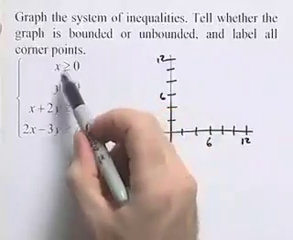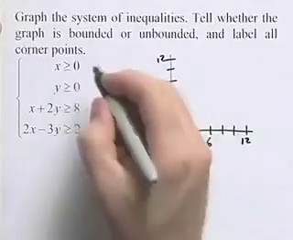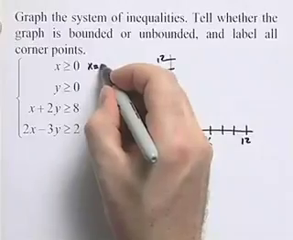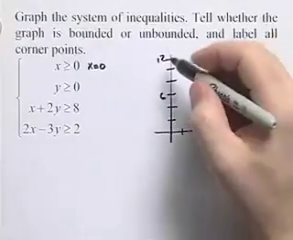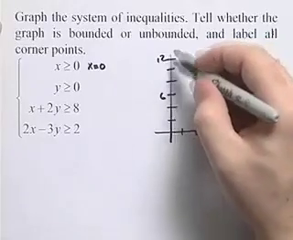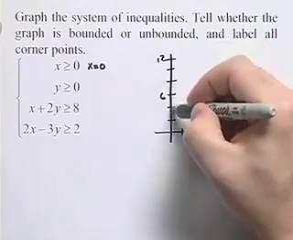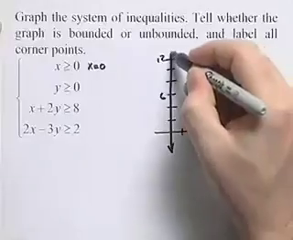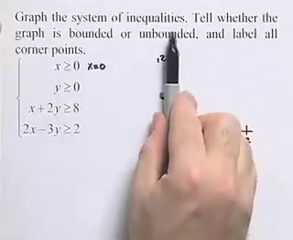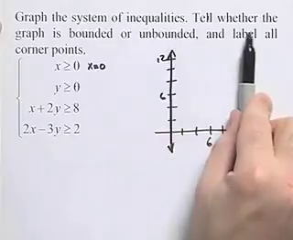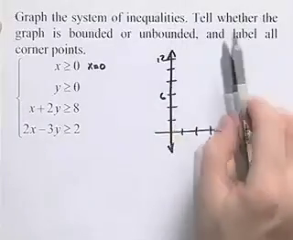We're going to start off with our first inequality and treat each of these as an equation. So we'll say x equals 0. So we're going to graph the line x equals 0. That's a vertical line which corresponds to the y-axis. X greater than or equal to 0 means that we're on the y-axis, or we're to the right of it, so we're over this way.